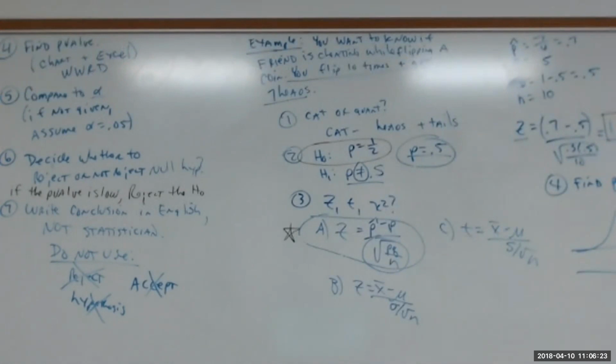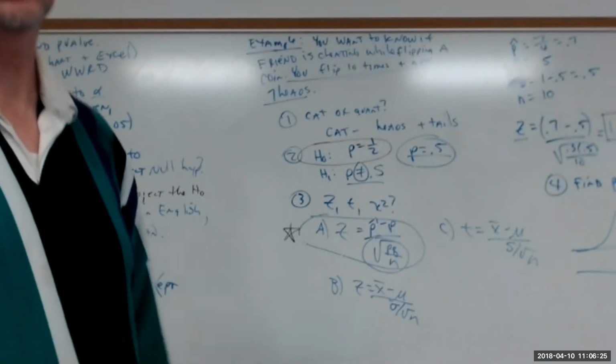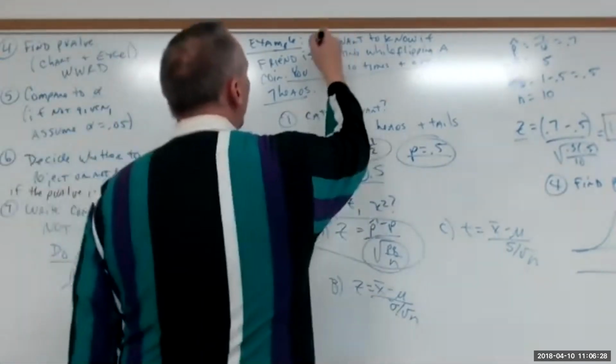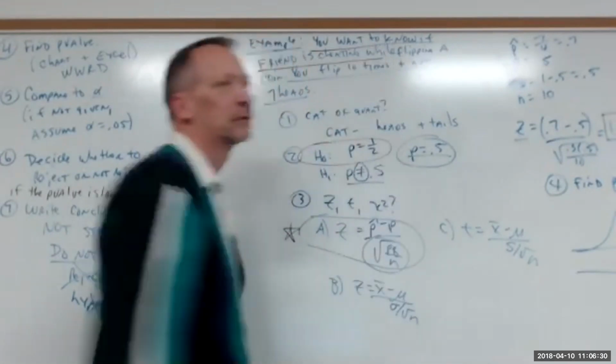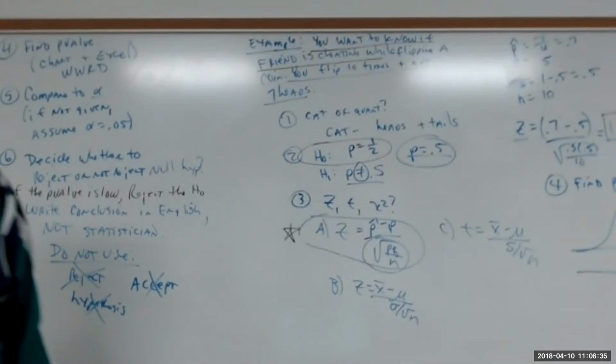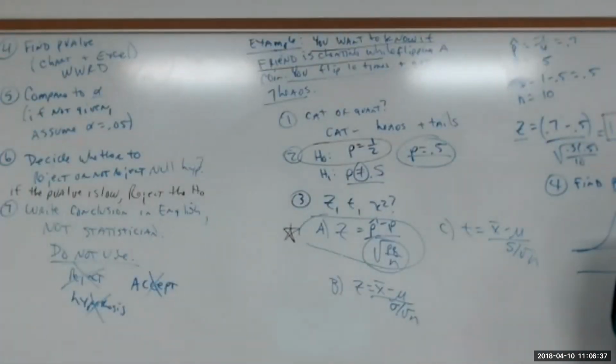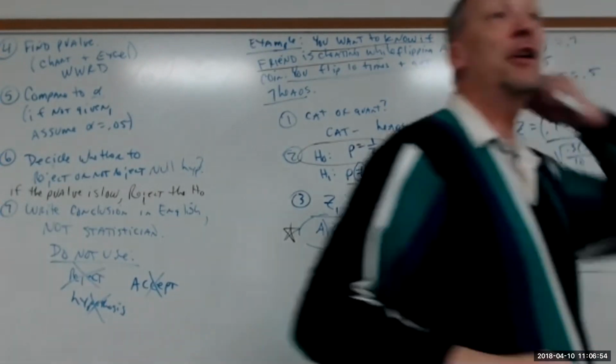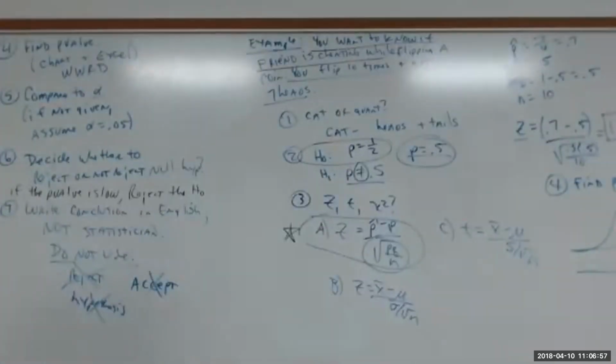Step 7 is write the conclusion in English. Now the conclusion in English, you want to know if your friend is cheating. Is your friend cheating according to this experiment? No. So your conclusion there is not enough evidence that the friend is cheating. Now your friend could be cheating. You could be making a type 1 error.